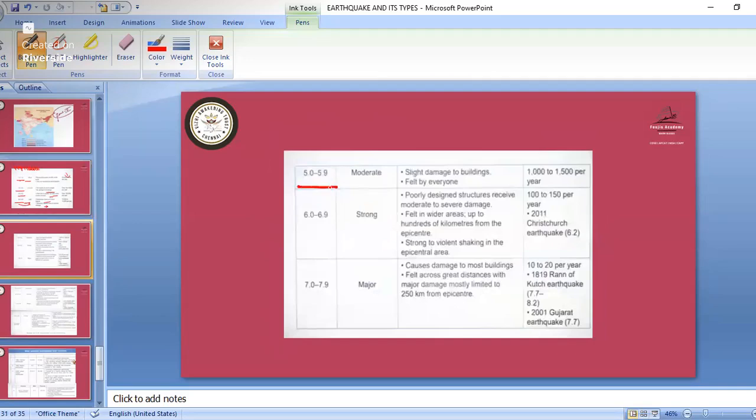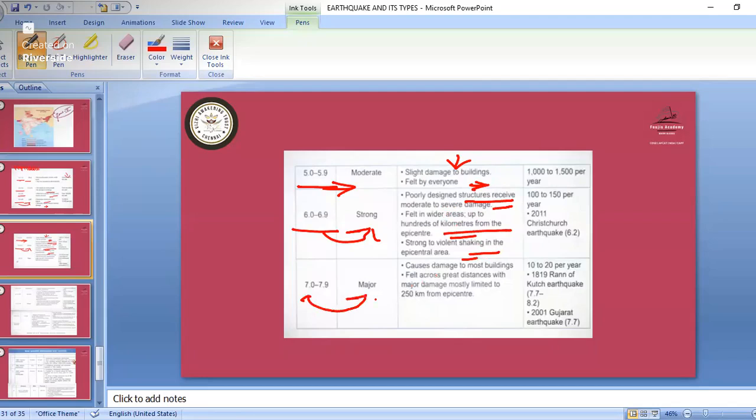Then 5.0 to 5.9, there we have the moderate earthquake. With that moderate earthquake, there will be slight damage to buildings and it will be felt by everyone in that focus area. Then 6.0 to 6.9 magnitude, there will be strong earthquakes, where poorly designed structures receive moderate to severe damage and it is felt in wide areas up to 100 kilometers from the epicenter, with strong to violent shaking in the epicenter area.